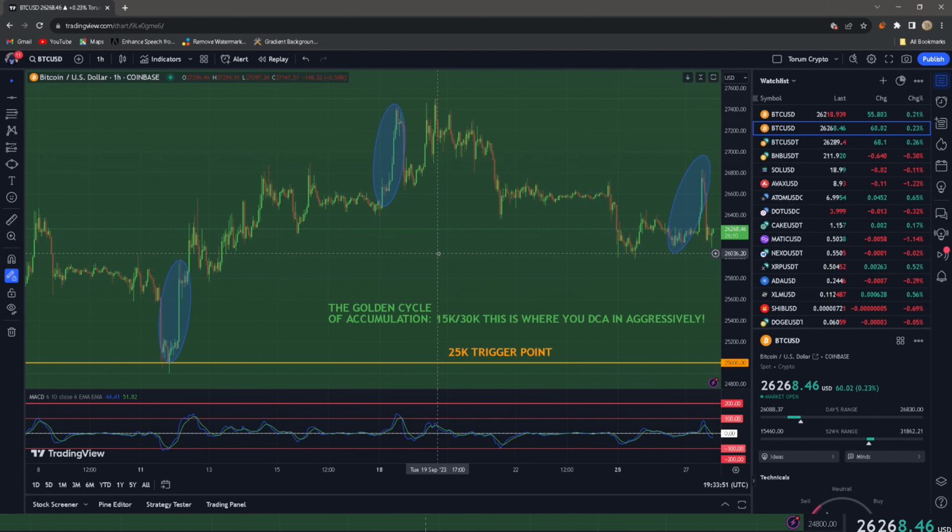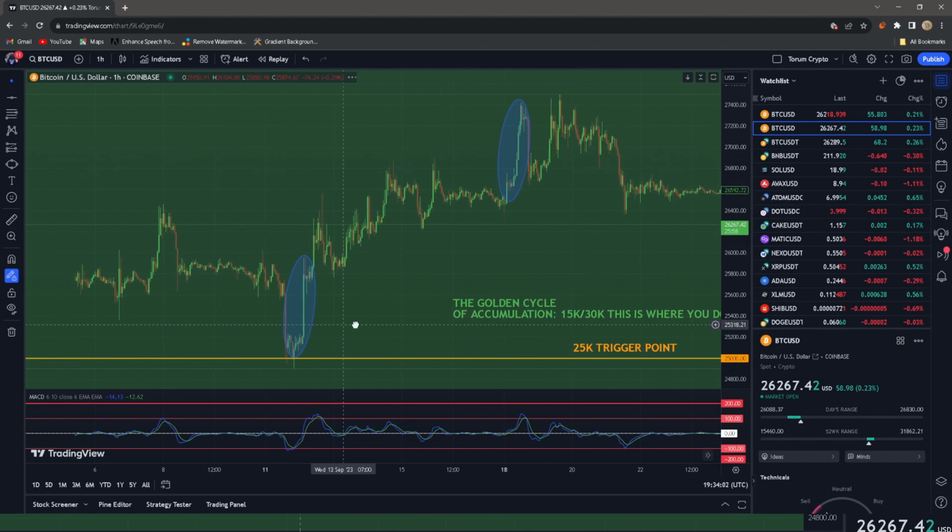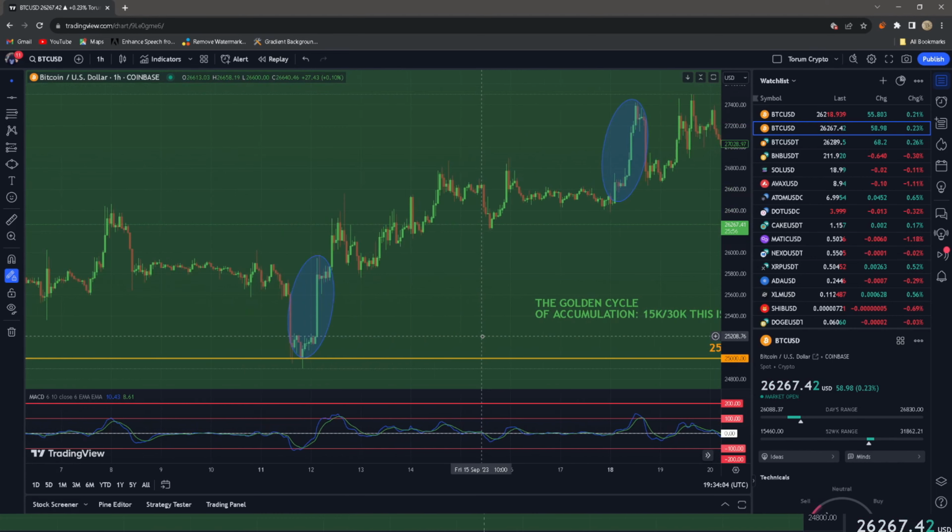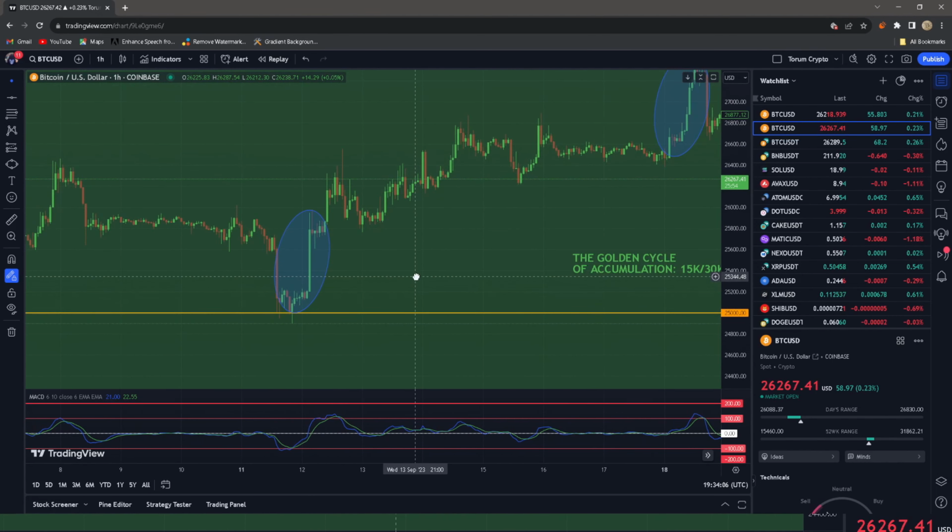So let's talk about trigger points. What happens at a trigger point, and why do I call it a trigger point? Because on a trigger point, what you can almost always guarantee is that you'll get a bare minimum of a 2-hour run on that bounce. Notice I'm on the hour chart, and that's why I said 2-hour run. You'll get a 2-hour run, bare minimum.